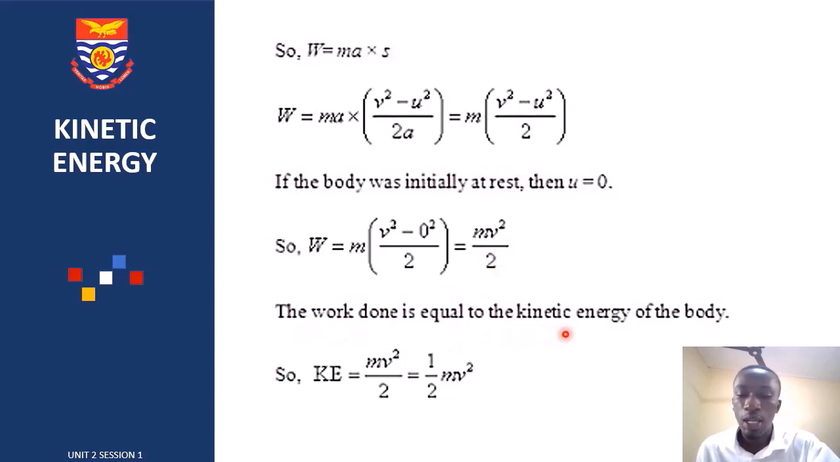The work done is equal to the kinetic energy of a body, so that we will get our kinetic energy to be equal to what? mv squared over 2, which is the same as 1 over 2 mv squared.